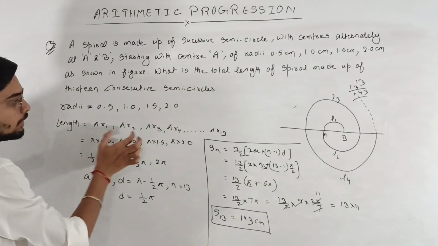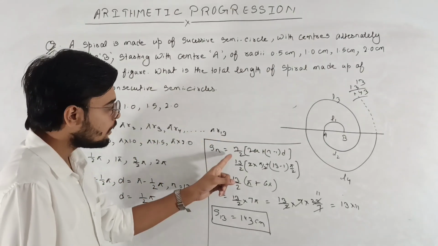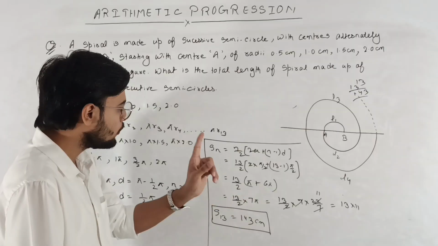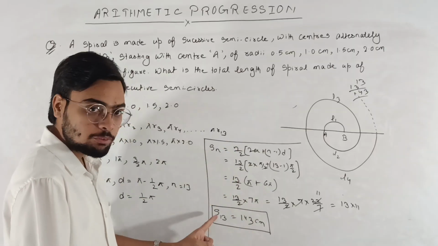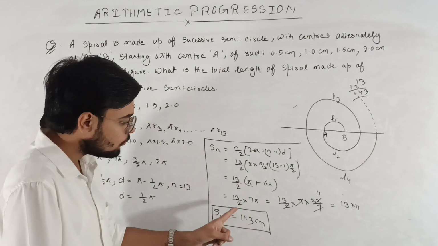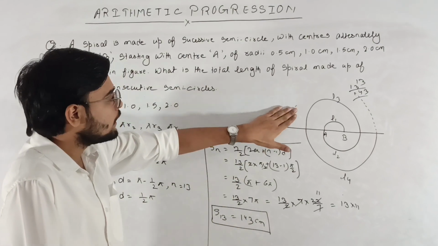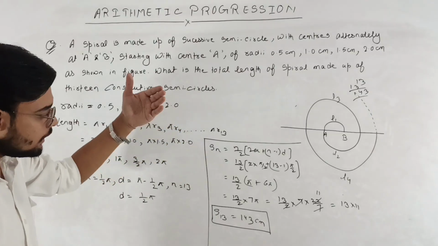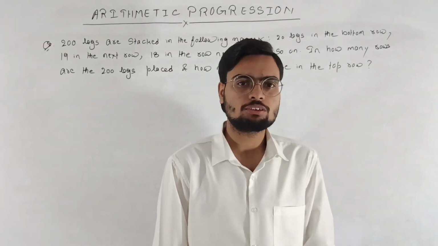Which means we have to find Sn, and the formula of Sn is n upon 2 into (2a plus (n minus 1) d). So I put 13 in place of n, then I calculate this, and I get the sum of the 13 semicircles as 143 centimeters. So the length of the spiral required to make these 13 consecutive semicircles is 143 centimeters. Okay, now let's move towards our next question.